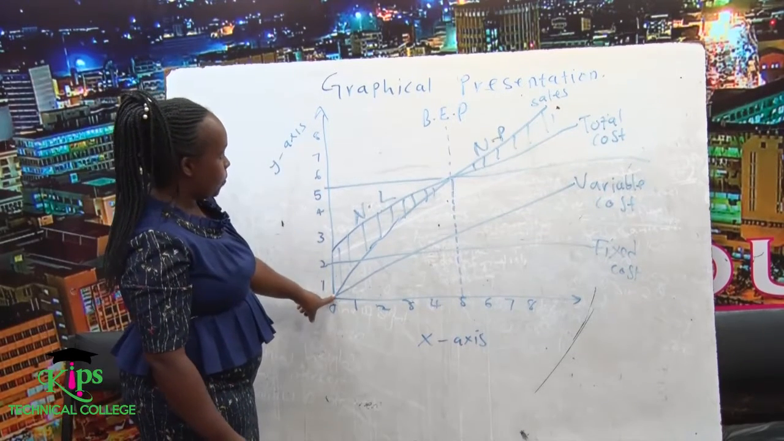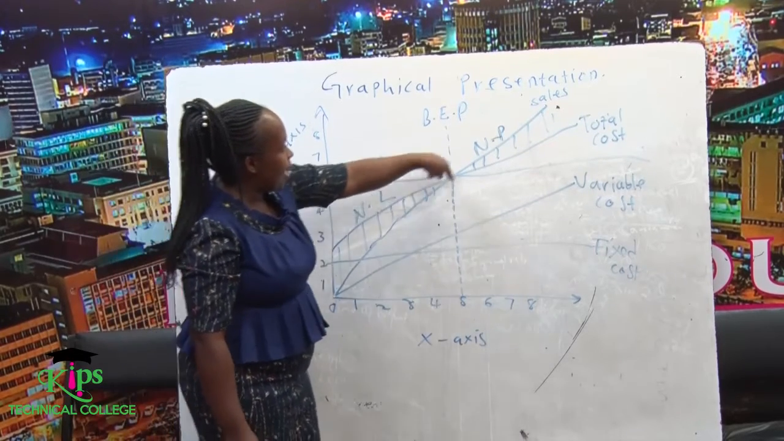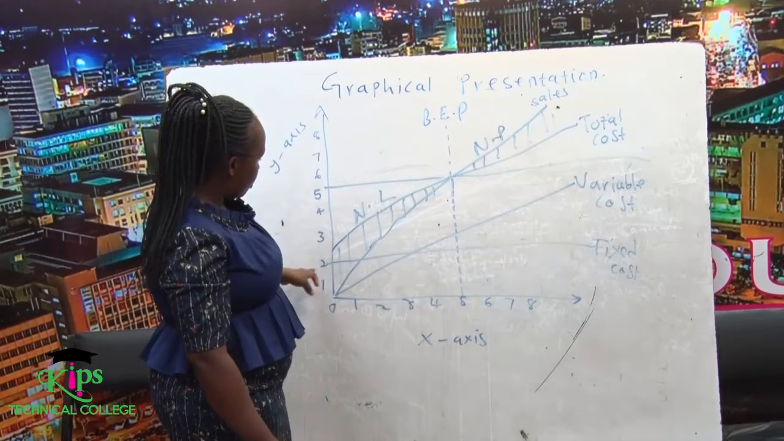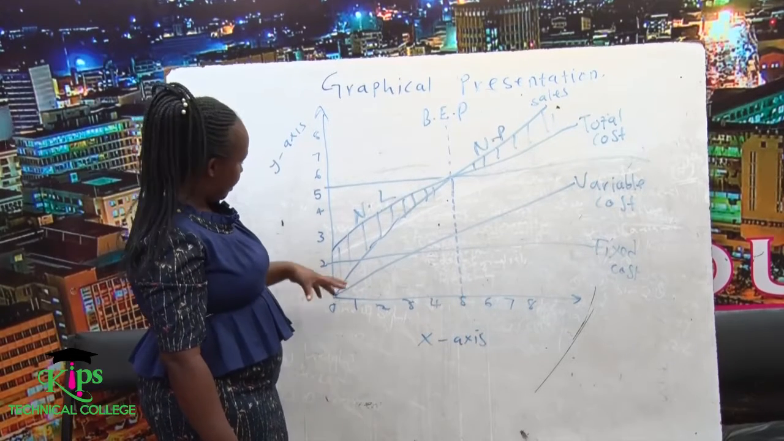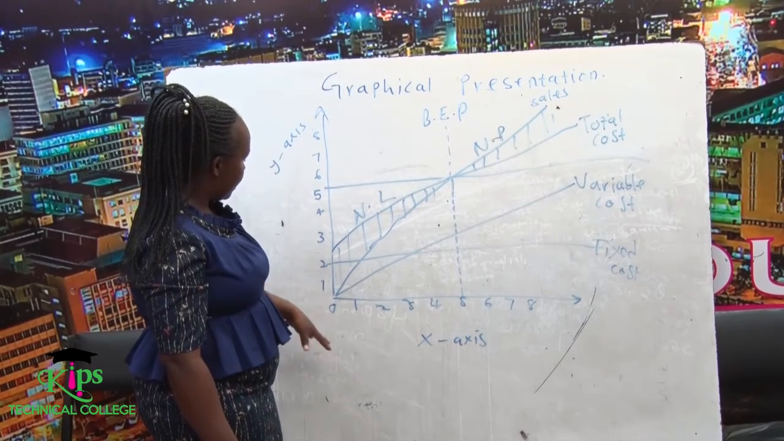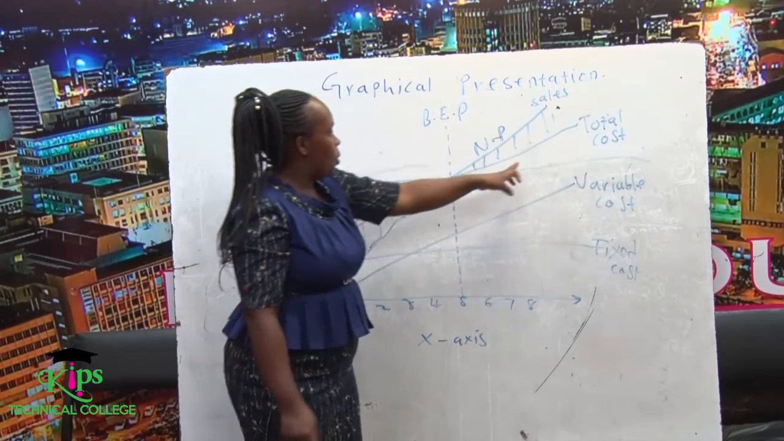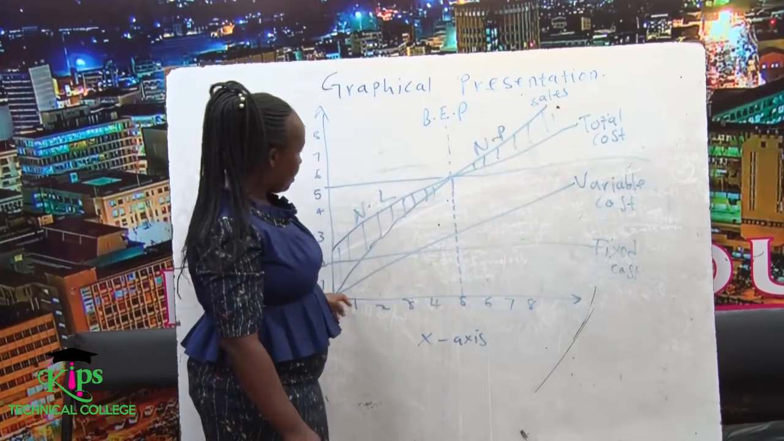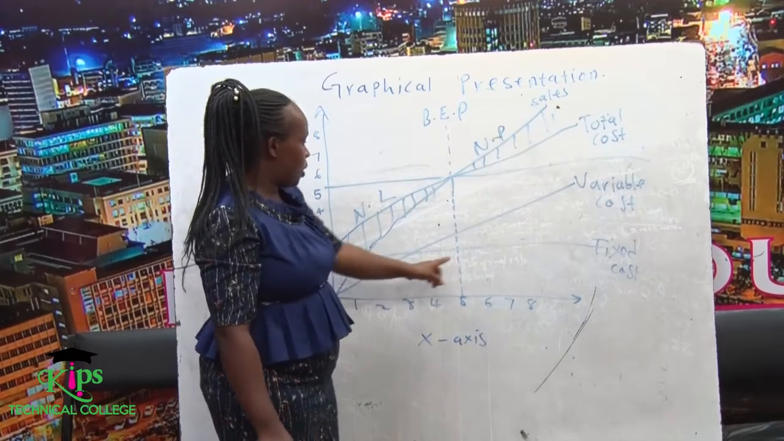So we have the first one, which is the sales. The sales start from 0. And we have the total cost. The total cost cannot start from 0 because it is the addition of material cost, labor cost, and overhead cost. Now, the variable cost also starts from 0. And we have the fixed cost.